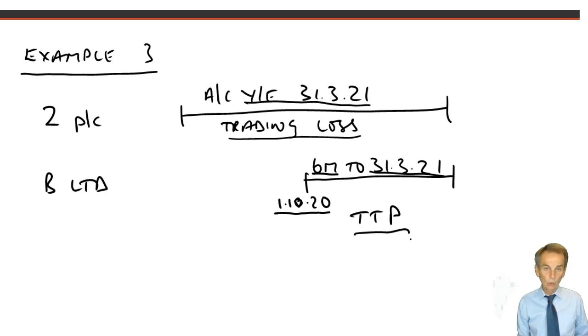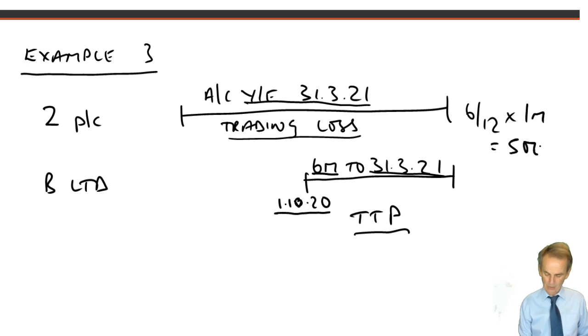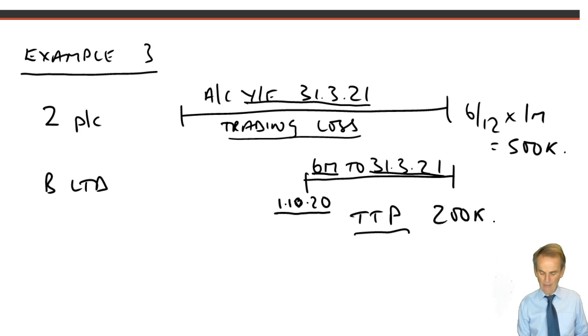So all we have here to deal with is that only 6 months worth, only 6/12 of that trading loss would be eligible to be group relieved against the profit of B Limited. Now again, if for example that trading loss were to be £1 million, then 6/12 of 1 million would of course be £500,000. If this period of the 6 months to March 21 was a TTP of 200,000, then what loss relief would be available?